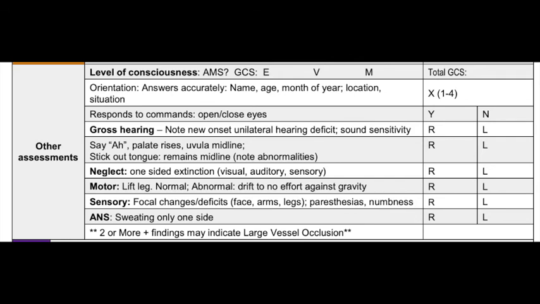Just like with the arm drift, we can assess the motor in their legs. If they're laying on the cot, we can have them raise their legs to see if they've got good strength, if they can hold their leg up. Then we're also going to be looking for sensory deficits, and apparently sweating on one side would be another sign. Two or more of these may indicate large vessel occlusion, so definitely note these as you find them.